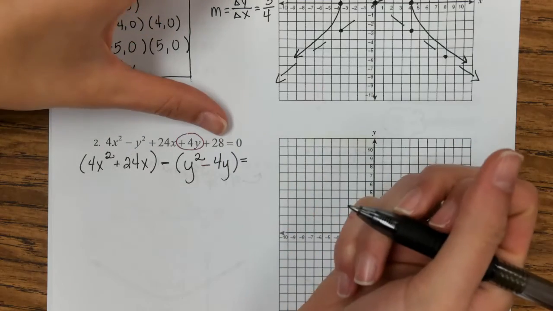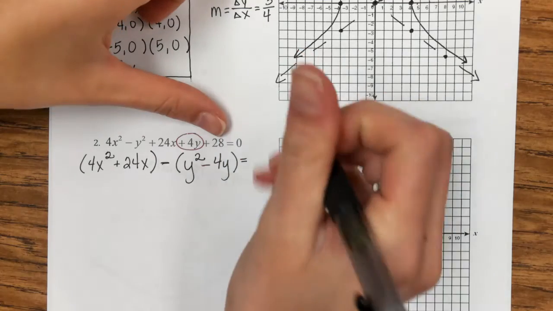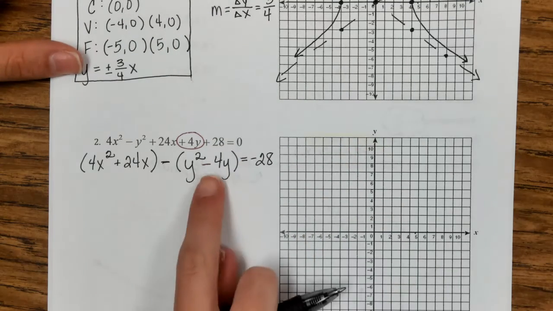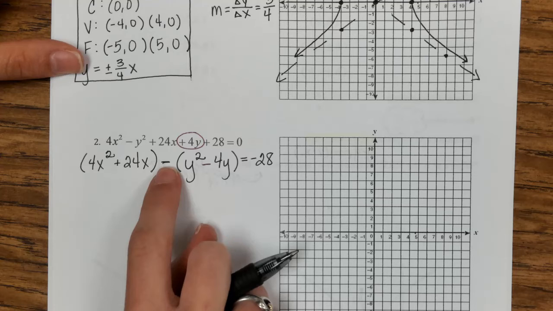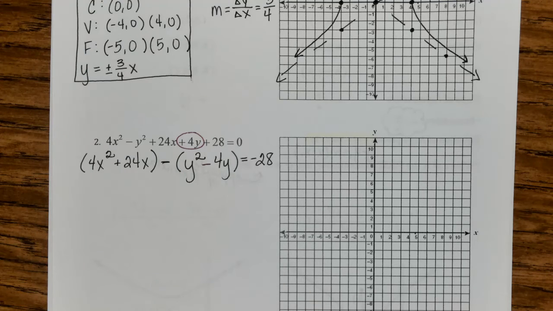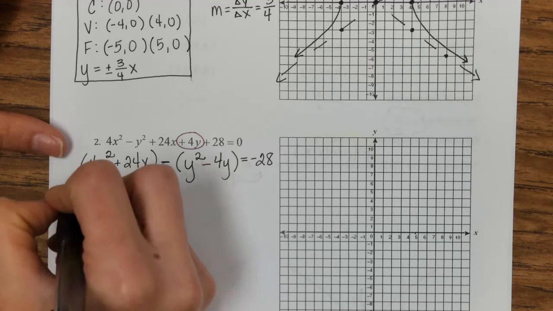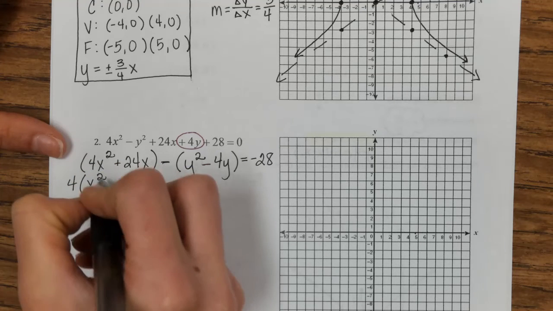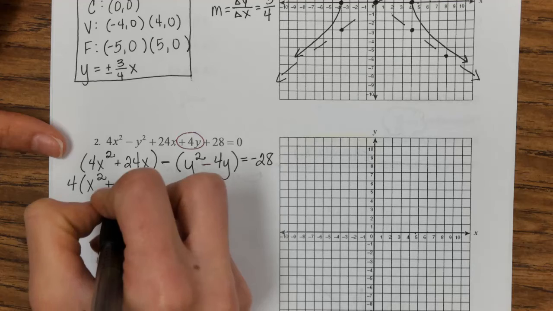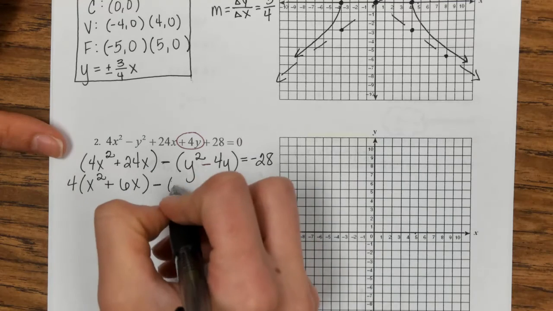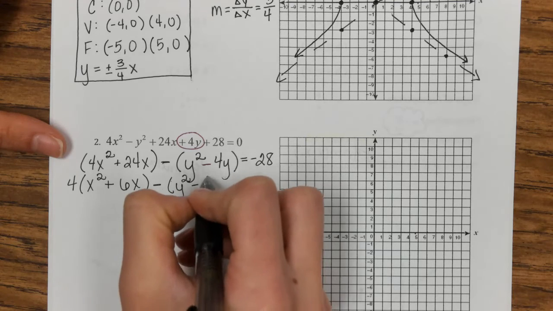equals, move your positive 28 to the right of the equation, so it's going to be a negative 28. This will be a common mistake. So when you take that negative and you make that minus outside of your parentheses when you group your y squared and your y term, you have to change the sign. So then I can now factor out a 4 as my GCF for x squared, and I get x squared plus 6x. Minus, I don't have a GCF between my y terms.